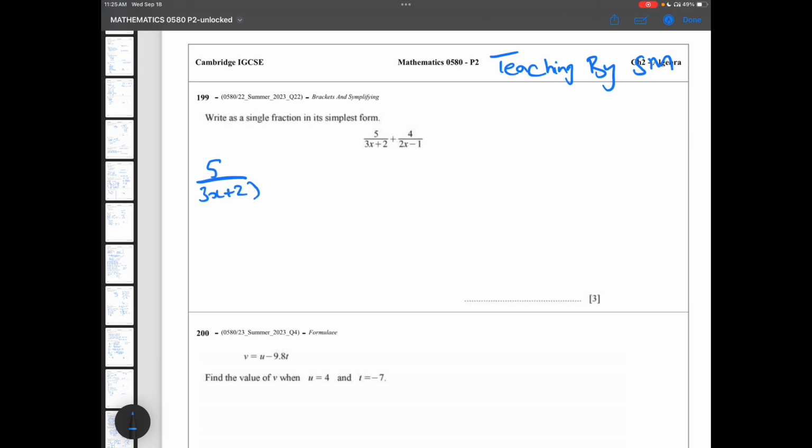So what I will do is multiply this 3x plus 2 with 2x minus 1. If I am multiplying the denominator with 2x minus 1, I need to multiply the numerator with 2x minus 1 as well. Plus 4 upon 2x minus 1. Now we'll multiply this 2x minus 1 denominator with 3x plus 2. So I get the same denominators. If I have multiplied 2x minus 1 with 3x plus 2, I will have to multiply 4 with 3x plus 2 as well.